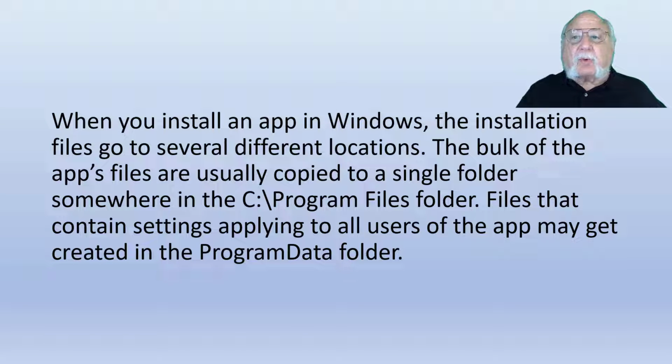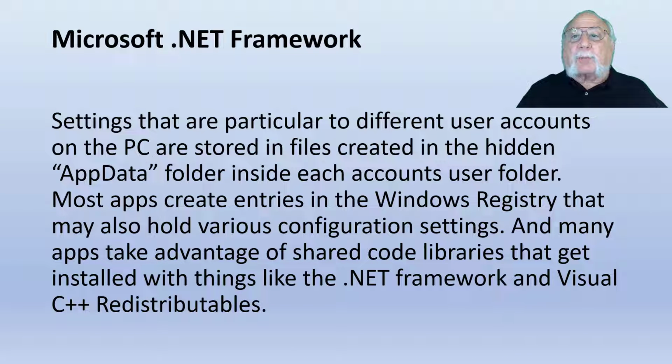When you install an app in Windows, the installation files go to several different locations. The bulk of the app's files are usually copied to a single folder, somewhere in the C:/program files folder. Files that contain settings applying to all users of the app may get created in the program data folder. Settings that are particular to different user accounts on the PC are stored in files created in the hidden app data folder inside each account's user folder. Most apps create entries in the Windows registry that may also hold various configuration settings.